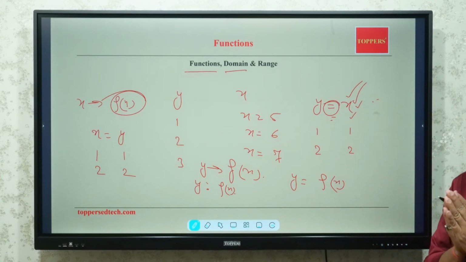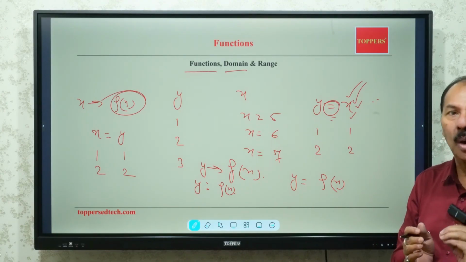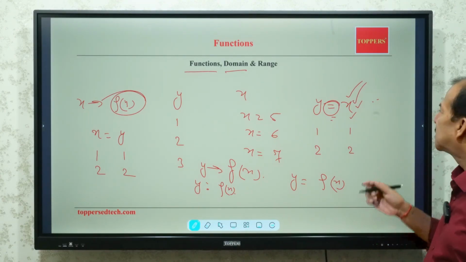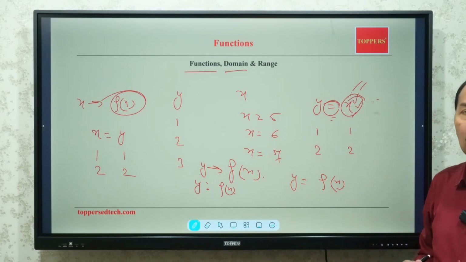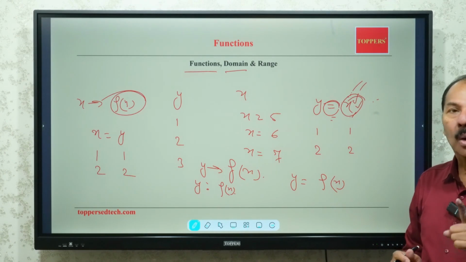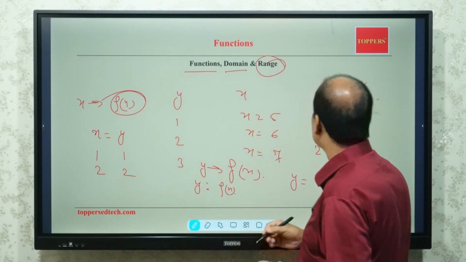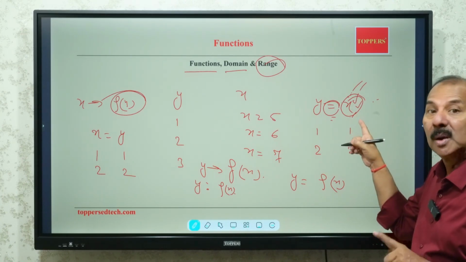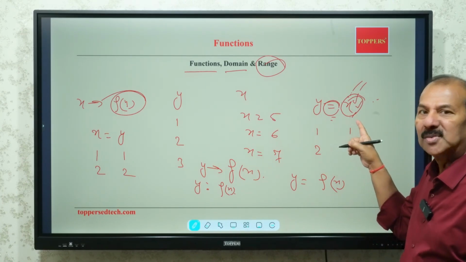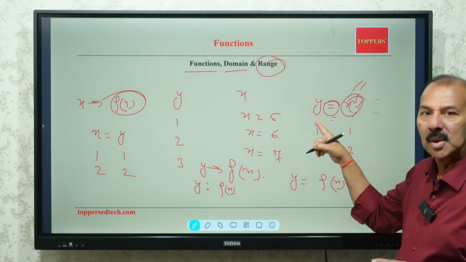The values of the independent variable for which the function f of x or y is defined is termed as the domain of the function, and the corresponding value of y, or the corresponding value of f of x, is termed as the range of the function. So the values of x, if it is an independent variable, for which the function is defined is termed as domain, and the corresponding value of y is termed as the range of the function.